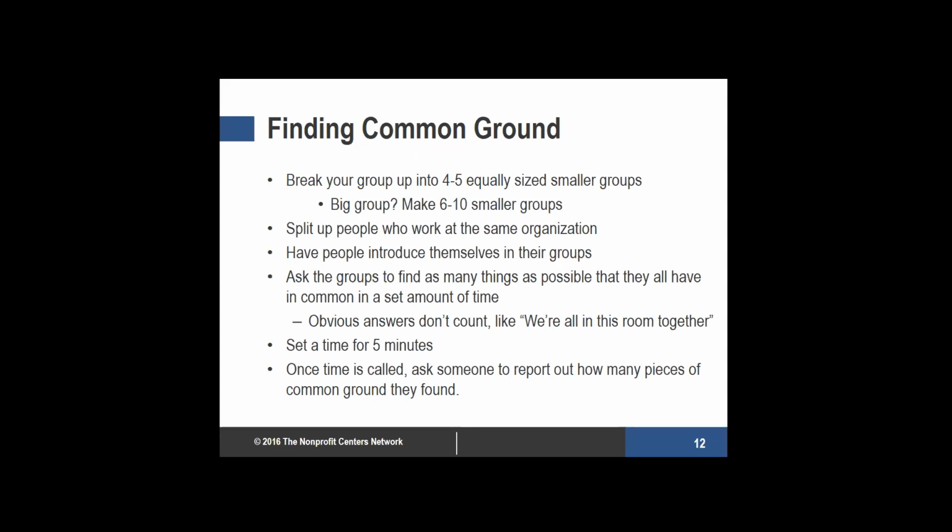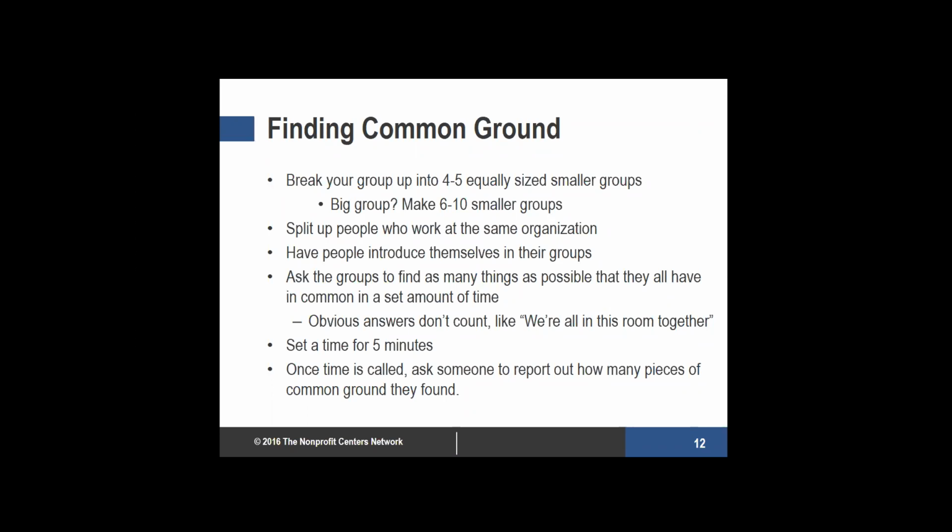To do this exercise, you want to break a large group up into smaller groups. I like 4 to 5 groups when I'm working with a group of 20 to 30 total. Also, make sure that people who work at the same organization are not in the same group if at all possible. We want to get people connecting to the broader network that's in the room. Once they've introduced themselves to each other, give them a set amount of time, I like 5 minutes, and ask them to find as many things as possible that all of the group members have in common.